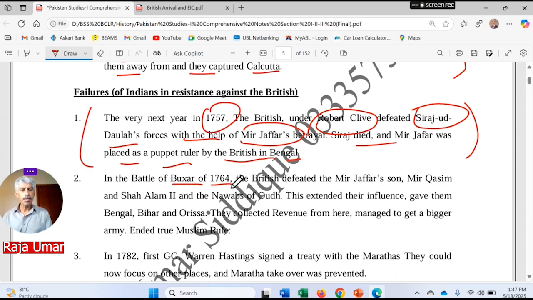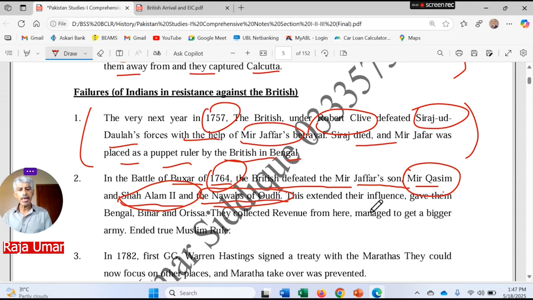In the Battle of Buxar, 1764, the British defeated Mir Jafar's son Mir Qasim, Shah Alam II, and the Nawab of Oudh. I mean, the forces of Mir Qasim, the Mughal Emperor Shah Alam II, and the Nawab of Oudh collectively fought against the British, and were defeated by a single force. This extended British influence and gave them Bengal, Bihar, and Orissa. They collected revenue from here, managed to get a bigger army, and ended pro-Muslim rule in that region.